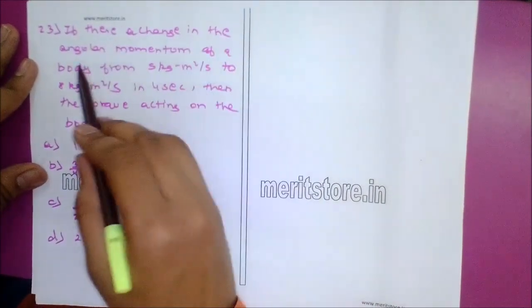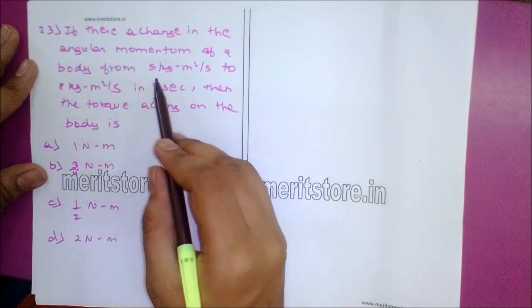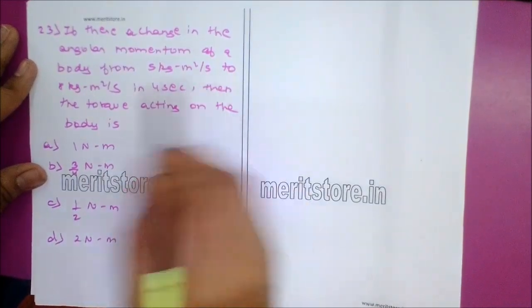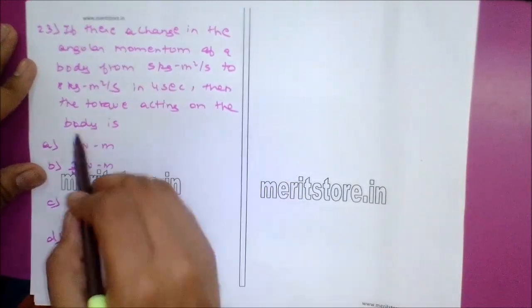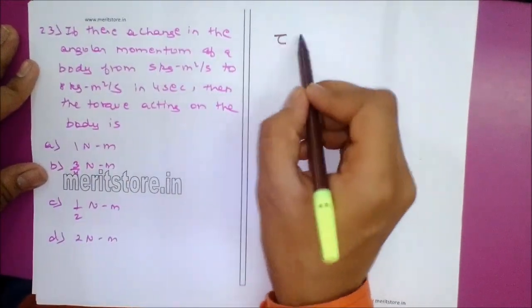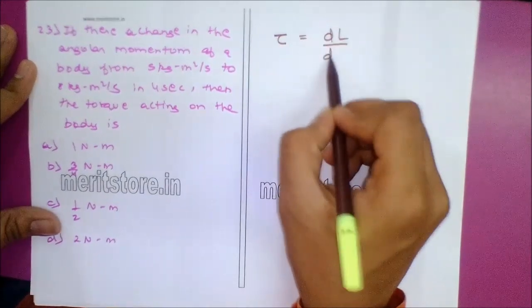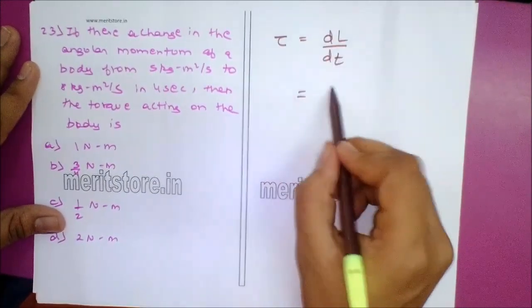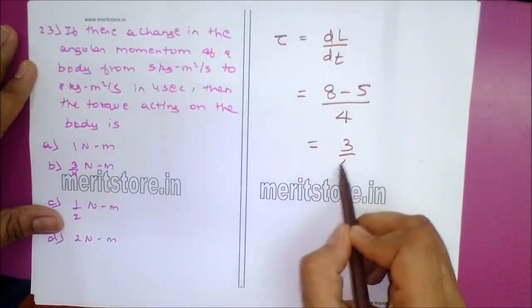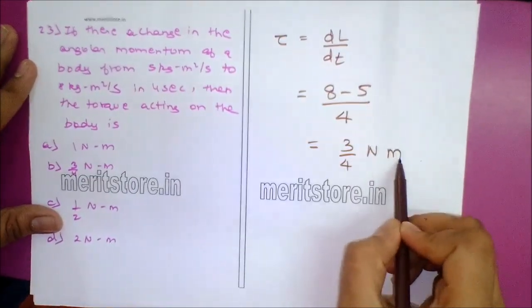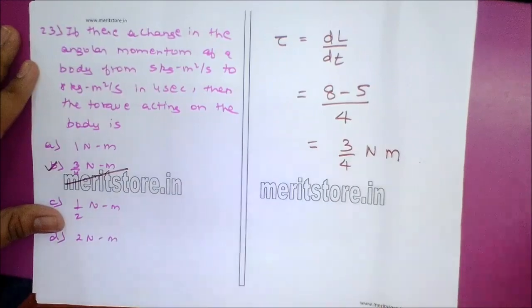If there is a change in the angular momentum of the body from 5 kg meter square per second to 8 kg meter square per second in 4 seconds, then the torque acting on the body is? The torque is equal to dL upon dt. dL can be written as 8 minus 5 and dt is nothing but 4, which is 3 upon 4 Newton meter. So option B, 3 by 4 Newton meter is the correct answer.